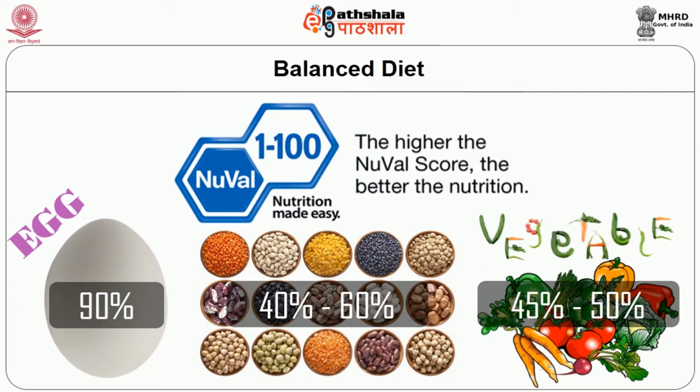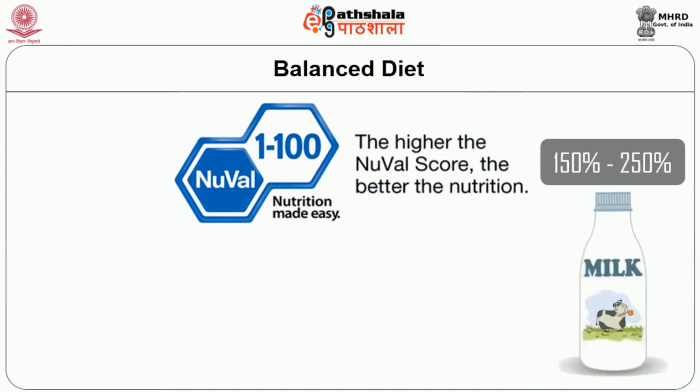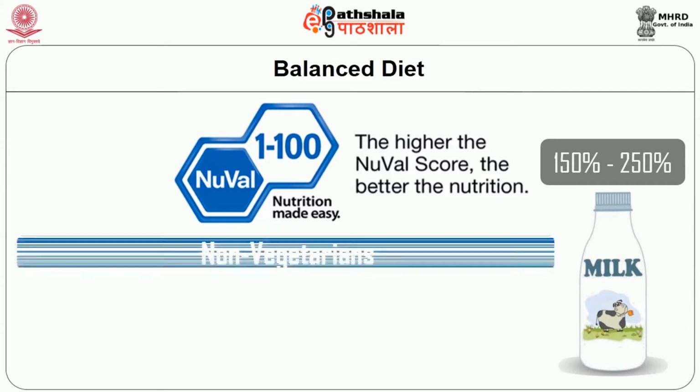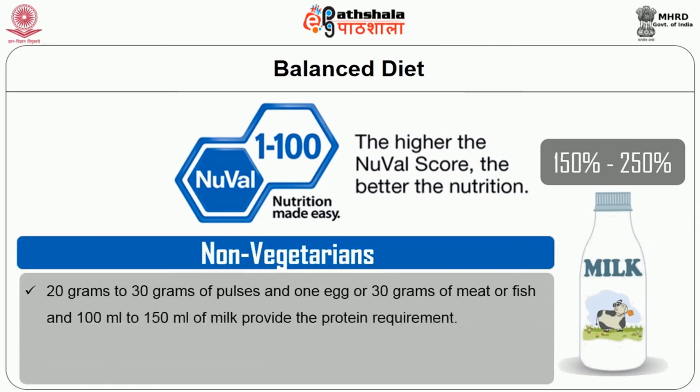40 to 60 grams of pulses and 150 to 250 ml of milk can provide enough energy and proteins in a vegetarian diet. But for example, if a person is a non-vegetarian, 20 to 30 grams of pulses and 1 egg or 30 grams of meat or fish and 100 to 150 ml of milk for the whole day can provide the necessary requirements.